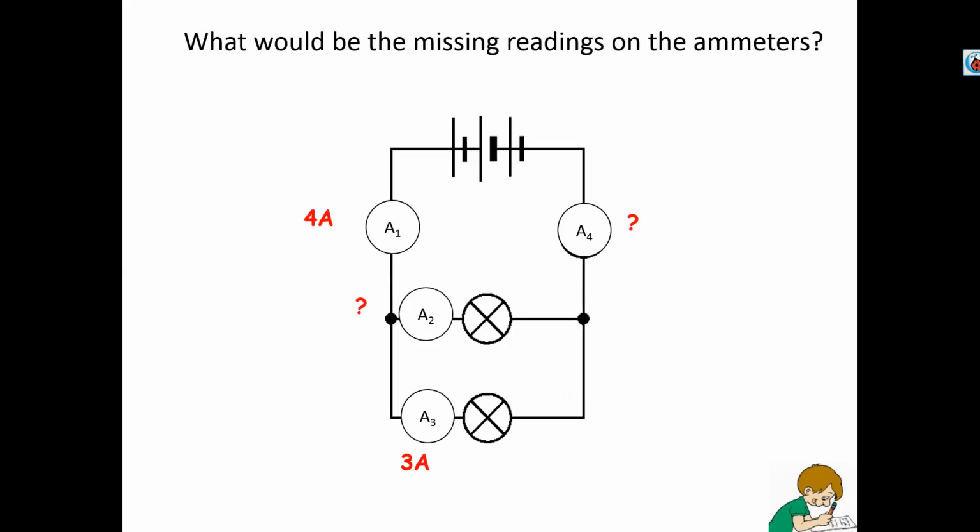What about this parallel circuit and current? We've got 4 amps in total. So what would the missing branch read and what would the total be at A4? And there are our answers, 1 amp and 4 amps.